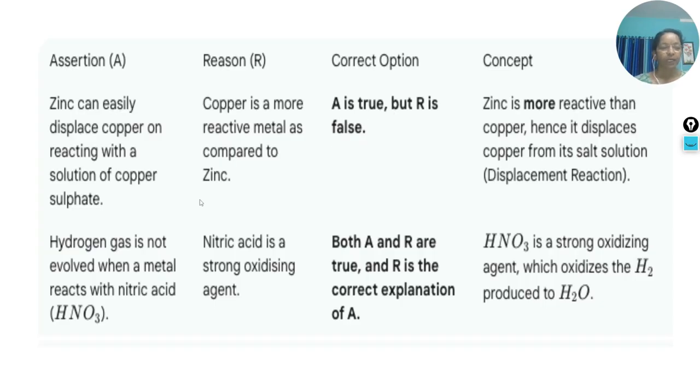Okay. Now, the next one: hydrogen gas is not evolved when a metal reacts with nitric acid. We learned it is true only, isn't it? The reason: nitric acid is a strong oxidizing agent. That is also correct. So both A and R are true and R is the correct explanation of A.